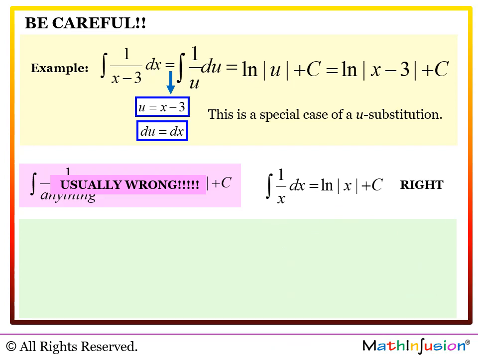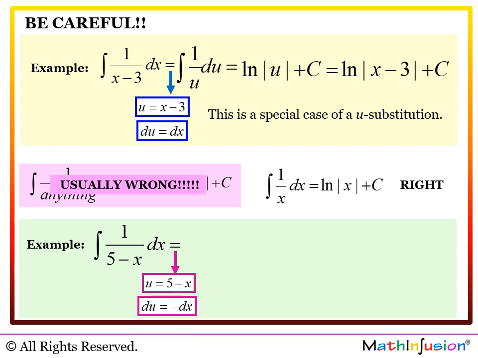So if you have an integral of 1 over x dx, it is ln of x in absolute value plus c. But if instead of the x you have something else, you really should do your substitution. Example: integral of 1 over 5 minus x dx. So again, we have to use a u substitution. u is 5 minus x, and du is negative dx. So this is negative the integral of 1 over u du, so it's negative ln of u in absolute value plus c. So we get here negative ln of the absolute value of 5 minus x plus c.